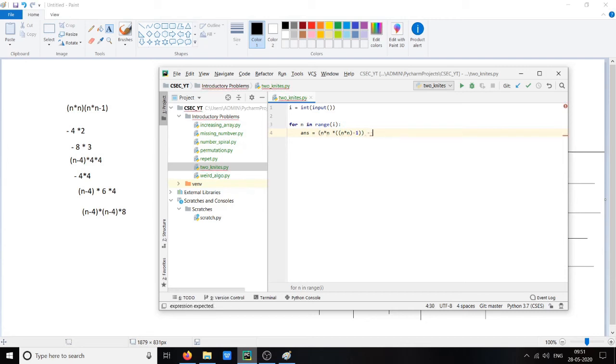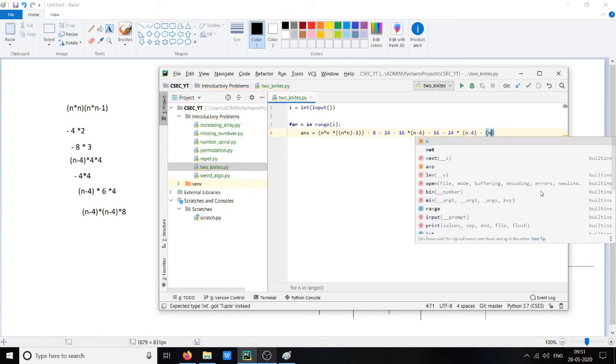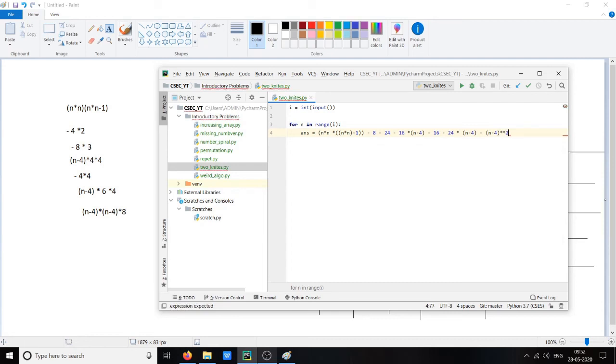We will first subtract this 4 into 2, which is 8, minus 8 into 3, which is 24, minus n minus 4 into 16, this is 16 into n minus 4, minus 4 into 4, which is 16, minus n minus 4 into 24, 24 into n minus 4, minus n minus 4 square into 8, and print the answer.